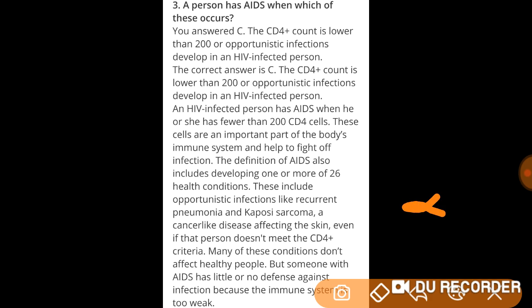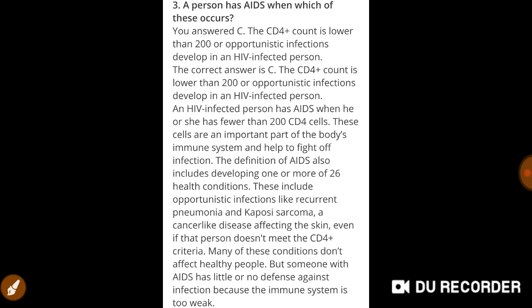A person has AIDS when which of the following occurs? CD4 count is lower than 200 or opportunistic infection. HIV infection. CD4 count is lower than 200, opportunistic infection, AIDS when there is 200. Read this information on your own.